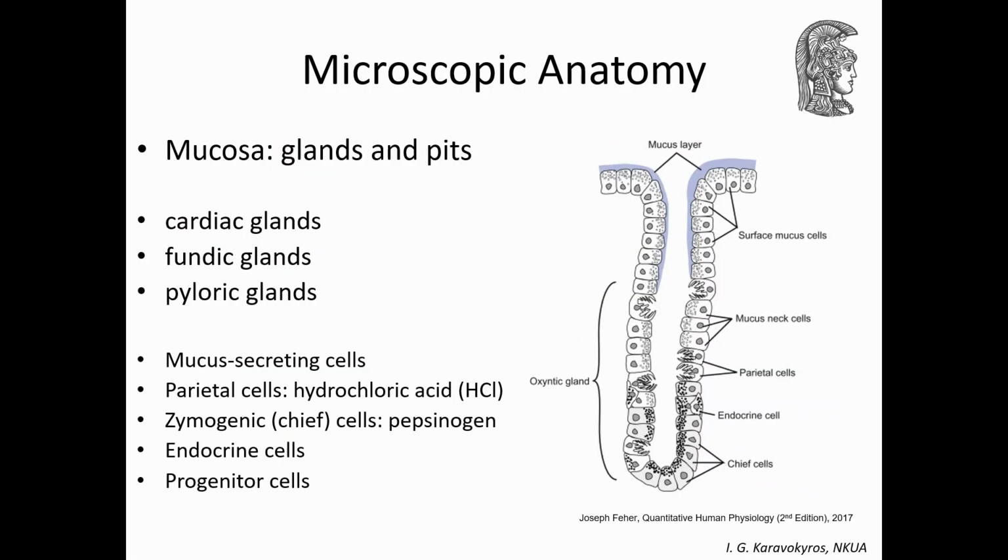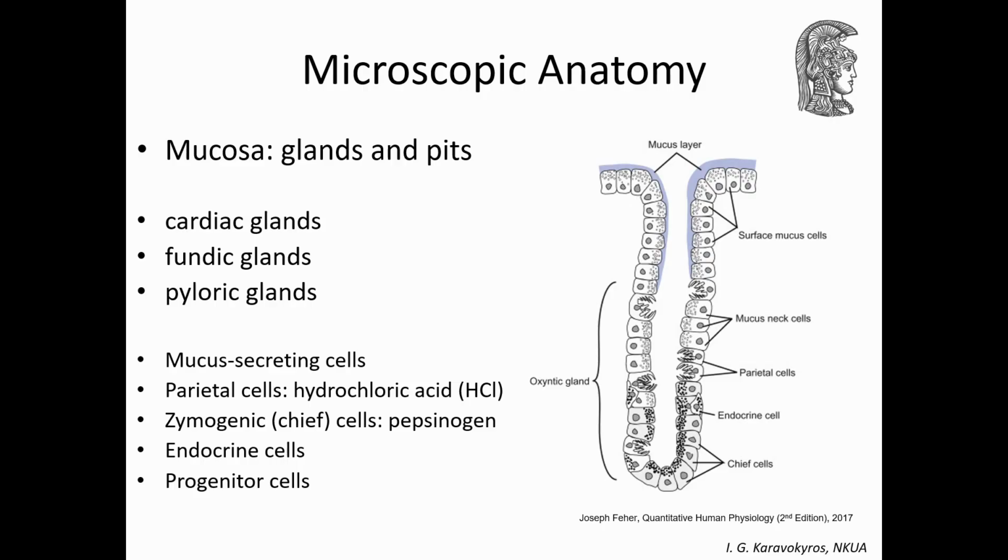Gastric mucosa is lined with various cells and is characterized by the existence of glands and pits. There is a difference among the products of the cardiac, the fundic, and the pyloric glands. This is due to the difference of the cells that constitute the glands with regards to their location.